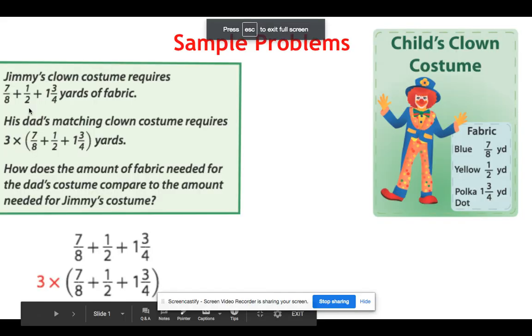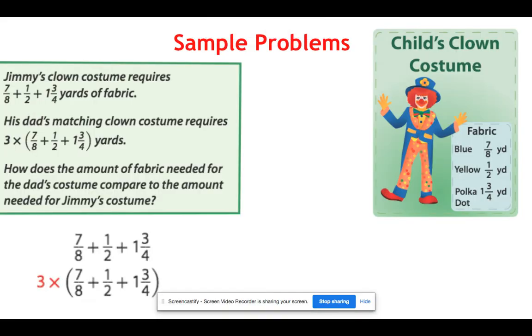Hi, everyone. So today we're going to be learning how to interpret expressions without evaluating them. And what that means is we're going to be looking at expressions and trying to figure out the value of them without actually solving. So I'm going to show you a few examples before you do your assignment.